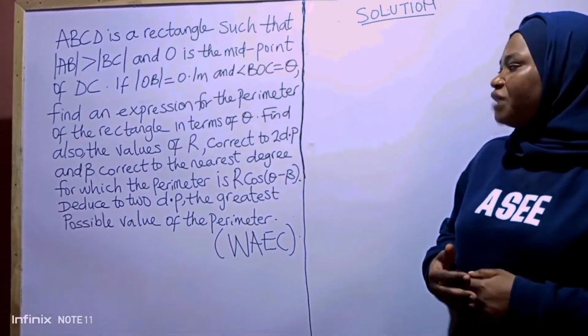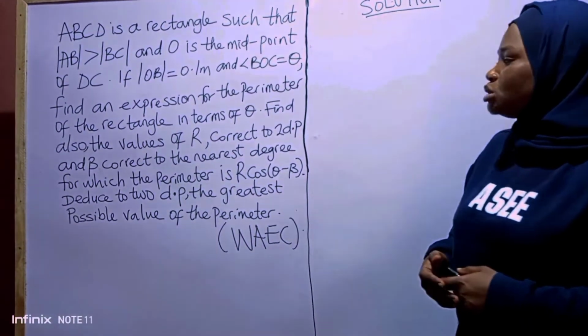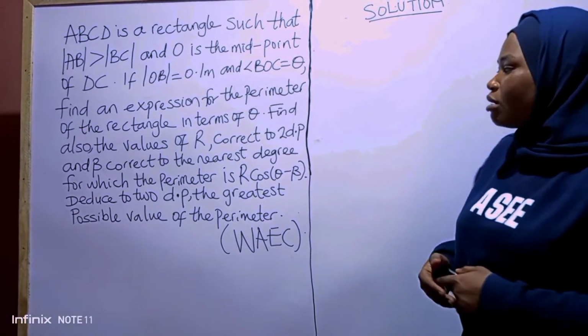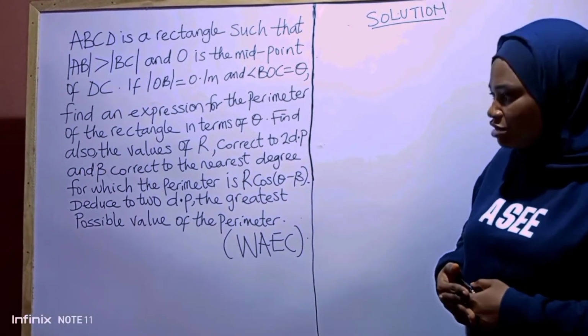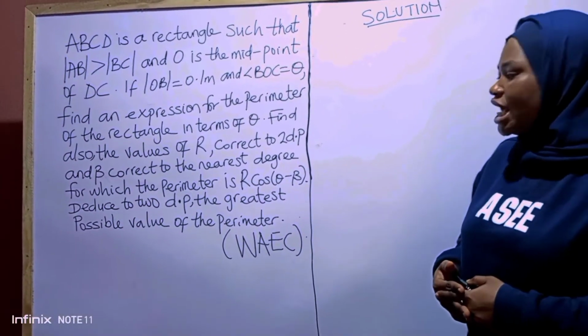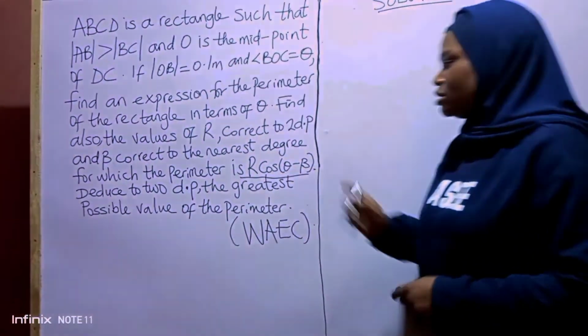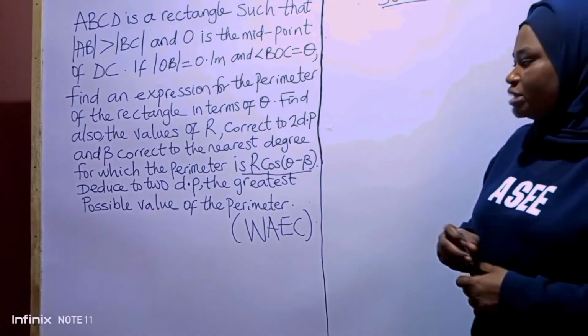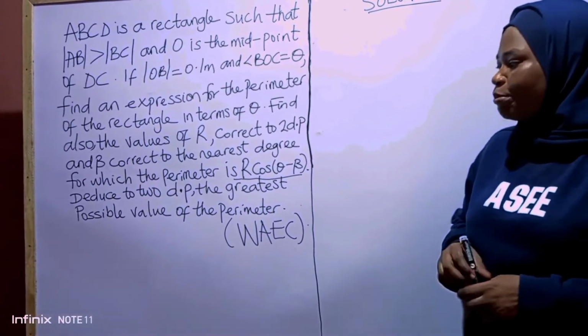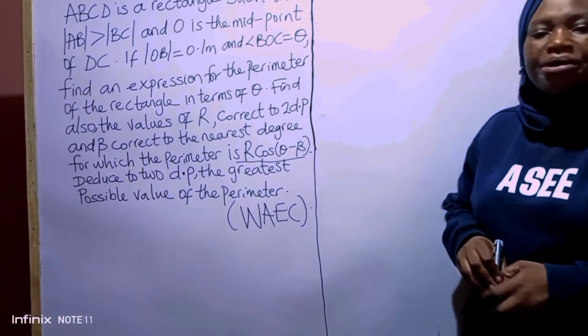Find also the values of R correct to 2 decimal places and beta correct to the nearest degree for which the perimeter is R cos(theta minus beta). Hence, find to 2 decimal places the greatest possible value of the perimeter.